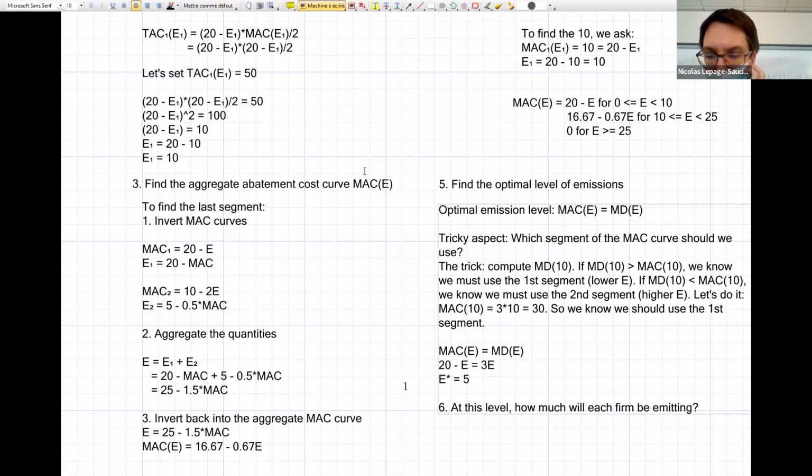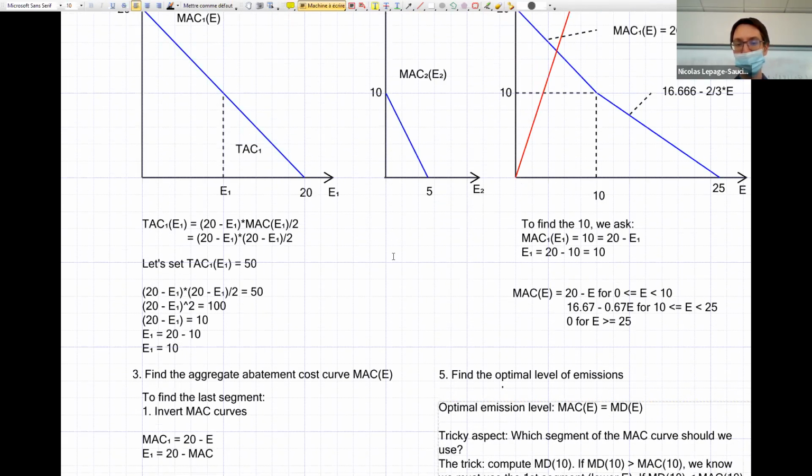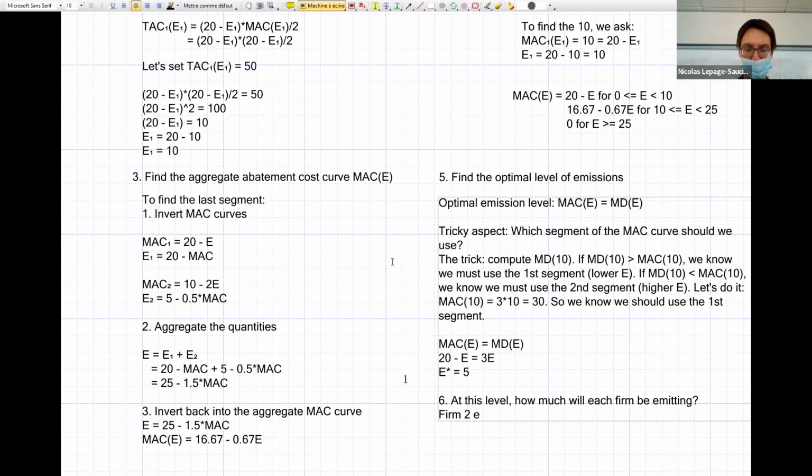Oh, so was it emitting or abating? Yeah, so I said emitting, but emitting is 5. But if I said abating, that's exactly it. So firm 2, first of all, abates everything. So firm 2 is at 0, has been at 0 for a while. And firm 1 does all the emitting, so it's 5.